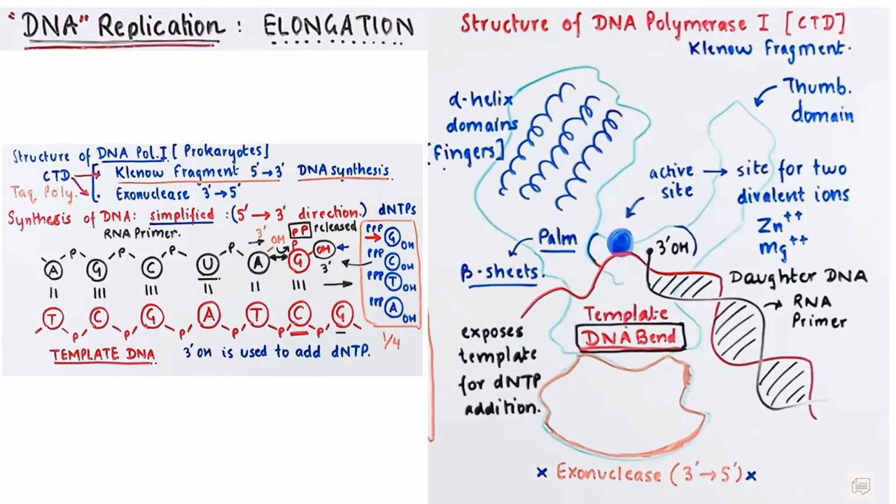That means the DNA polymerase is recruited at the 3' end of the RNA primer, and we can think of this RNA primer as a daughter DNA for our understanding. This bending of the DNA is important because it exposes the template for the dNTP addition.